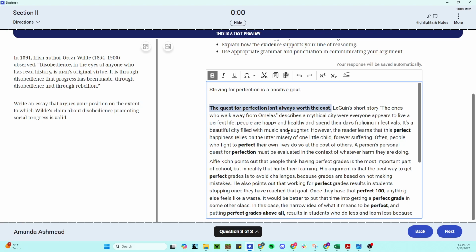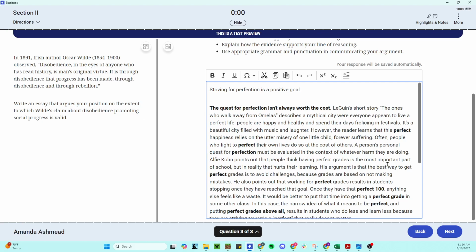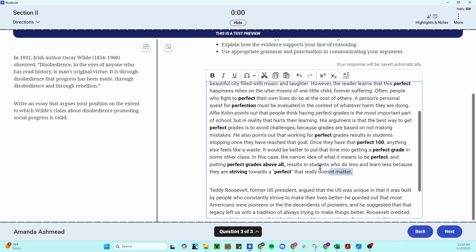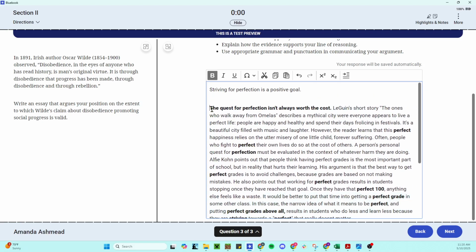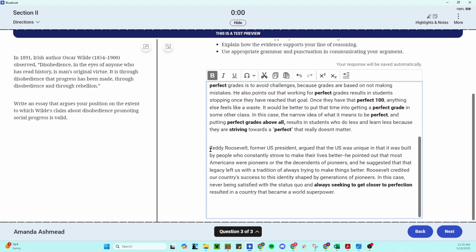Okay, and then this is my example, and then I'm just going to hit enter and make sure that this is all run together. So go like that, and yeah, there. All right, so now this is basically my whole first paragraph. That's a pretty long paragraph. And then I'll come down here, and here I'm just talking about Teddy Roosevelt, and about how seeking perfection can leave an impact on a people or a nation.